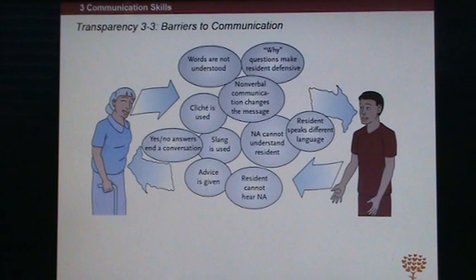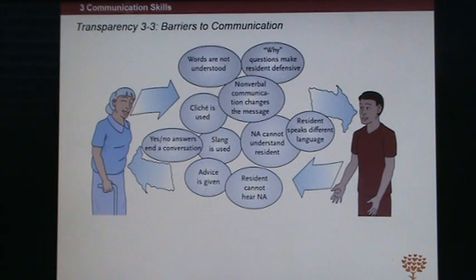A resident speaks another language. This is a big one. You have residents that speak Spanish, French, Greek, Russian, Italian. Well, you have to know the policy of your facility as to how to communicate with those residents.